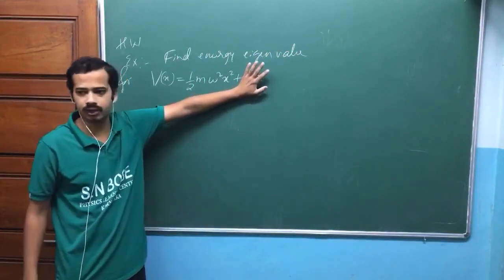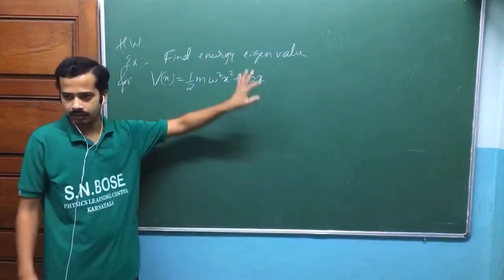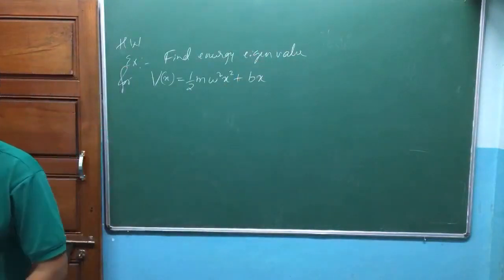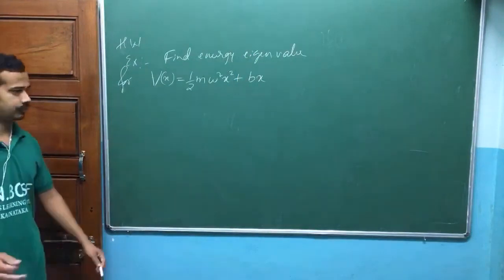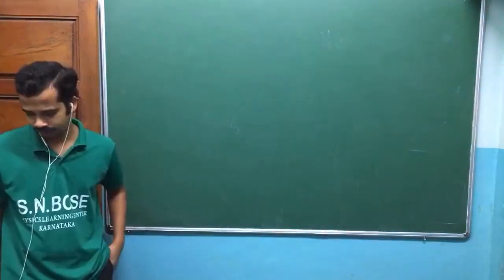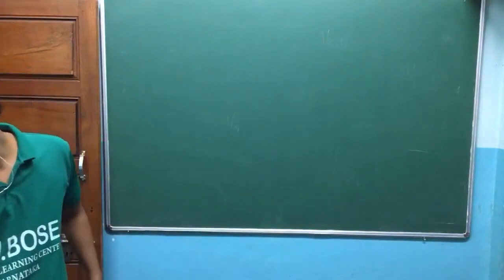Half m omega square x square, E n is n plus half h bar omega. What is it for this one? Is that okay? What is it for this one? Try to find that. Now let me quickly take you through.